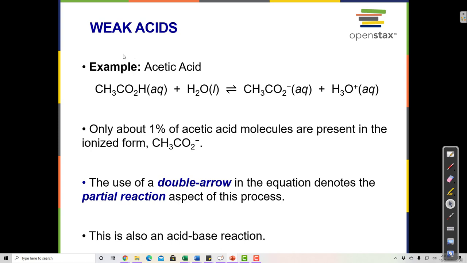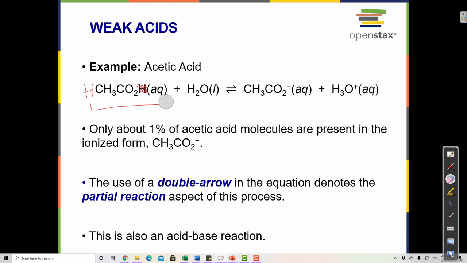So here's an example of a weak acid. This is acetic acid, and I write the H up front so we can identify it as an acid. When we write the H up front, we see that this is an acid, and what happens is the acid gives its H to H2O and then it becomes H3O+. Well, this only happens about 1%.